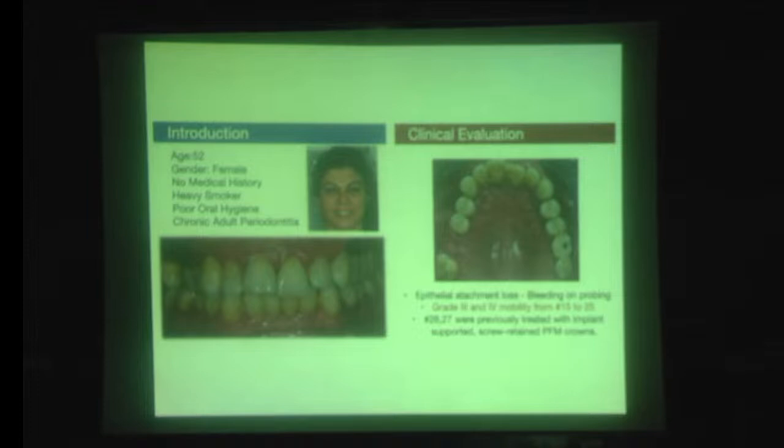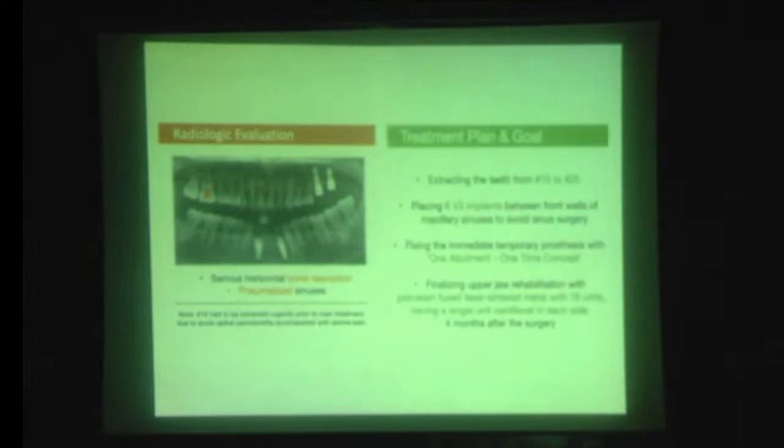So the 26 and 27 were previously treated with implant supported screw retained PFM crowns. And on radiologic evaluation, you see the serious horizontal bone resorption and pneumatized sinuses. And our treatment plan was extracting the teeth from 15 to 25, placing 6 V3 dense plate Sirona MIS implants, which you can find in the market in Turkey.